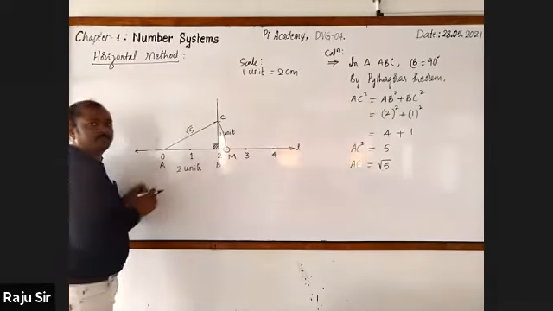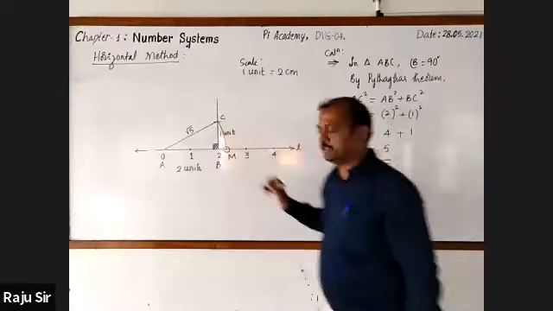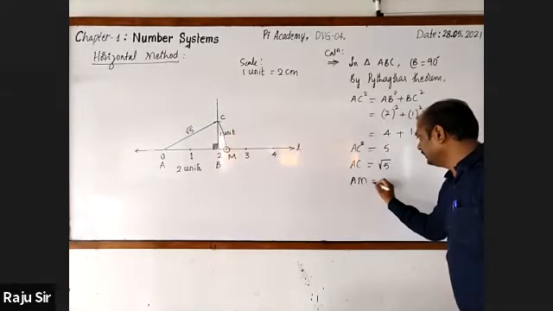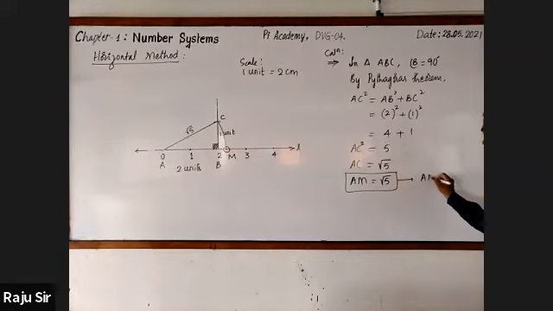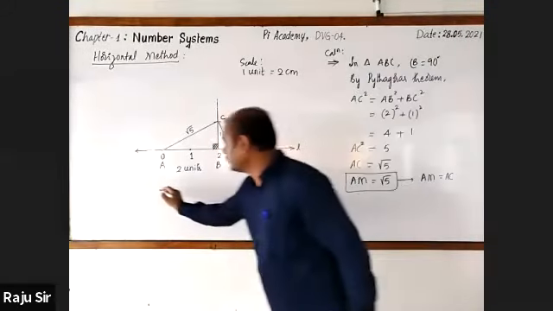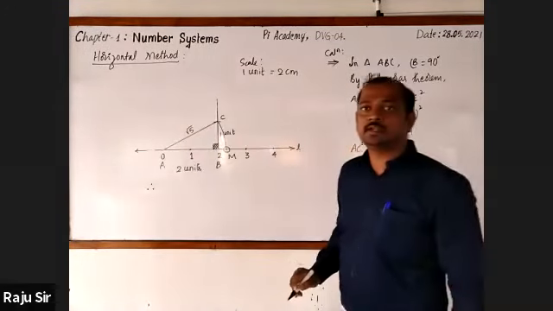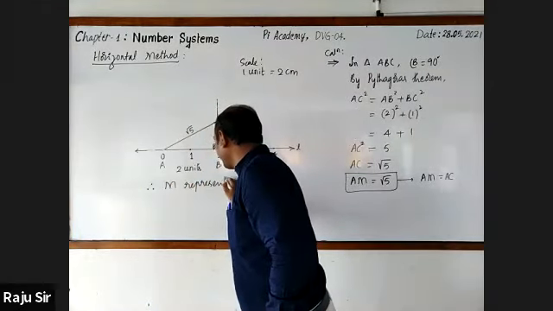What is the distance from A to M? Root 5. AM is root 5, because it is equal to AC. AM is equal to AC. Here, just below this construction, write the conclusion. Therefore, M represents root 5.